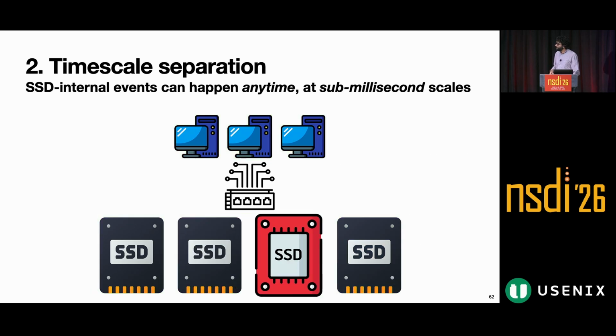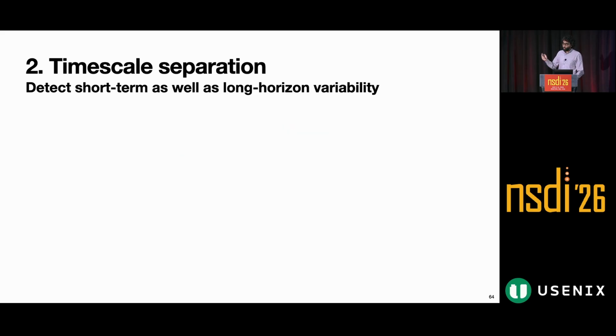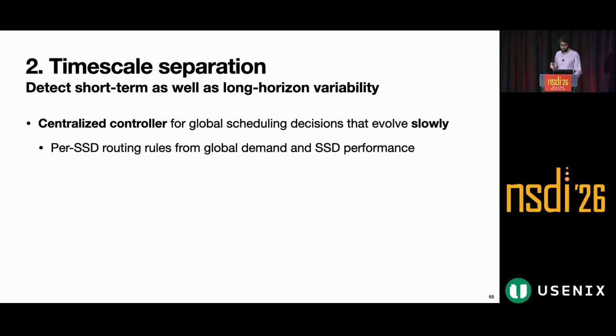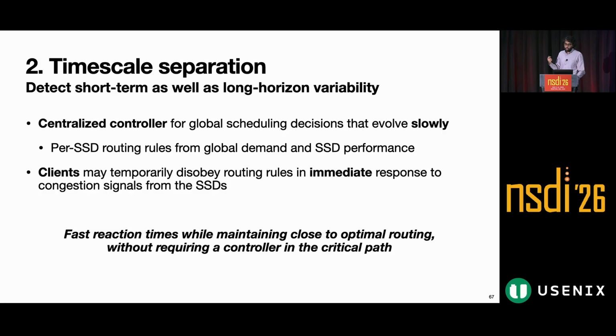So for example, these sub-millisecond scale events that happen like garbage collection need much faster reaction times, and you want to be able to immediately react to these without having to wait for the controller. So you want the controller for the slow path, but you want short-term detection as well through a faster path. And for that, we have a centralized controller for global scheduling decisions that are close to optimal and that evolve slowly by looking at the SSD profiles and assigning routing policies, rules to them. And then you have clients that might temporarily disobey these rules in order to immediately respond to congestion signals that the SSDs give them. This allows you to do fast reaction times while maintaining close to optimal routing decisions over time.